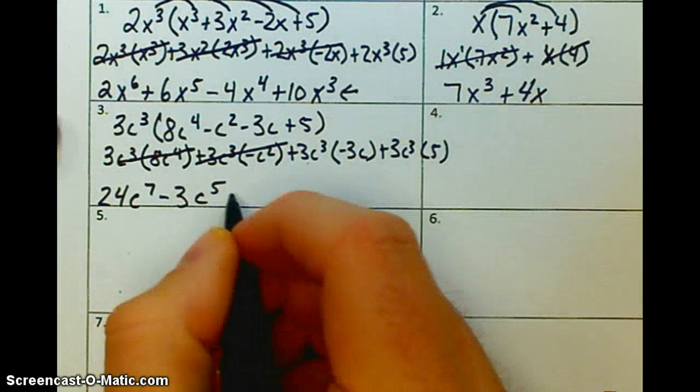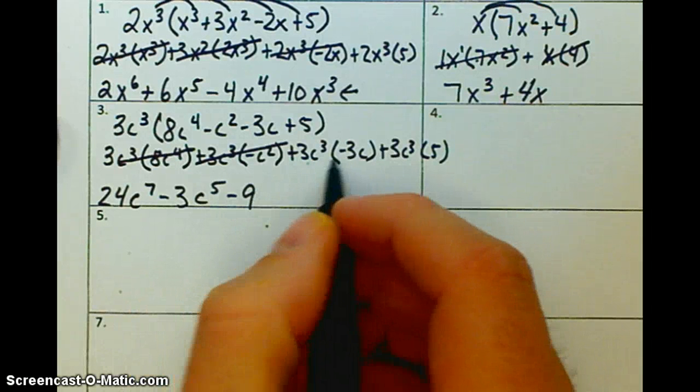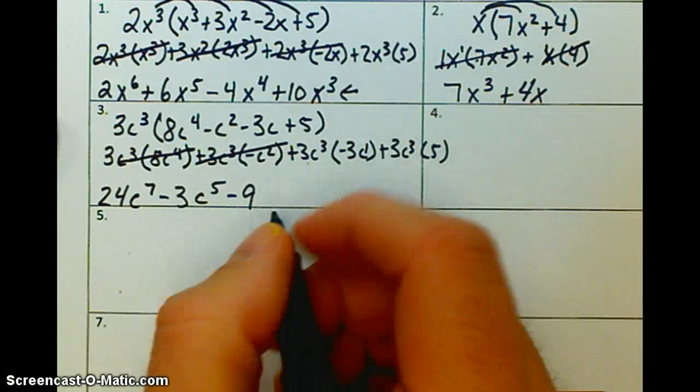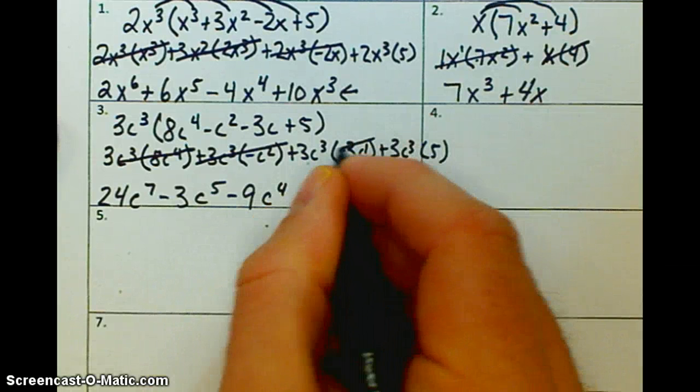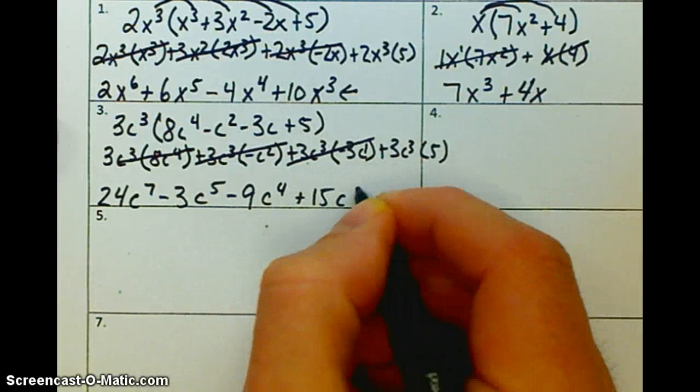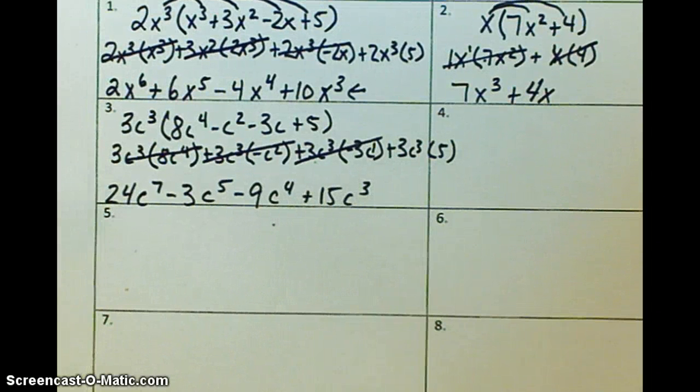3 times negative 3 is negative 9. Like bases, with the understood 1 there, so c to the 3rd power times c to the 1st power is c to the 4th power. Then 3 times 5 is 15, with nothing to combine with our c's, so that is our final answer. So check your answer with mine and see how you did.